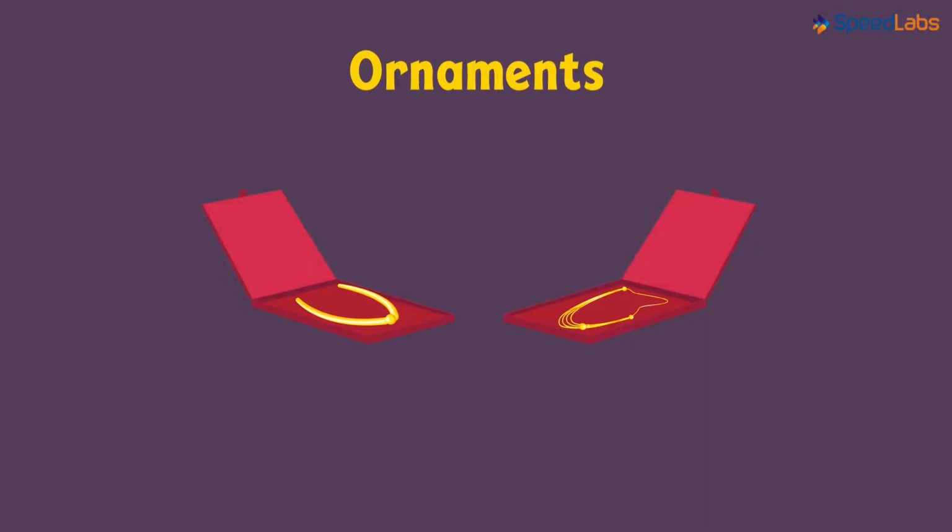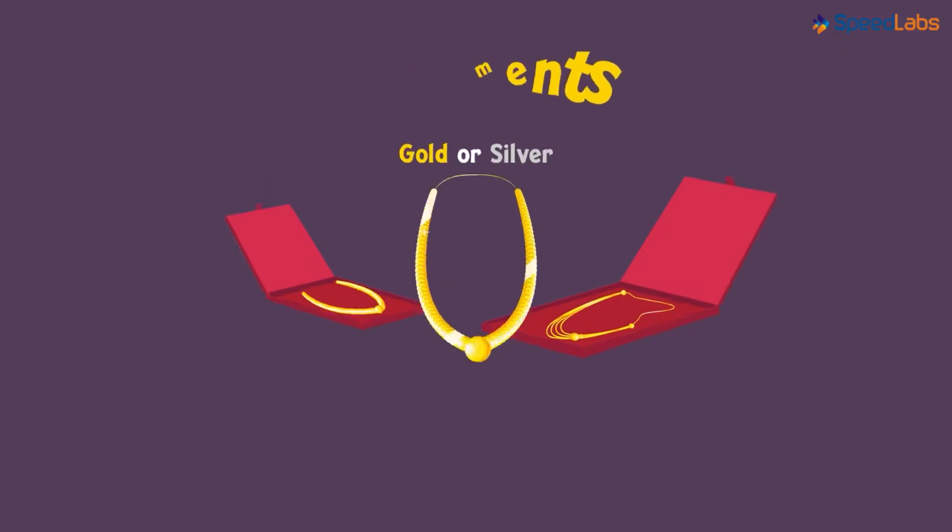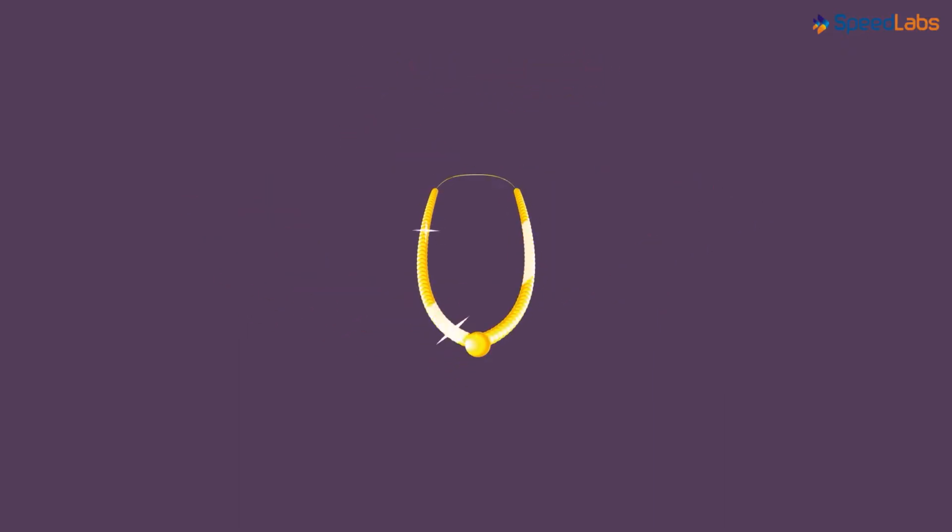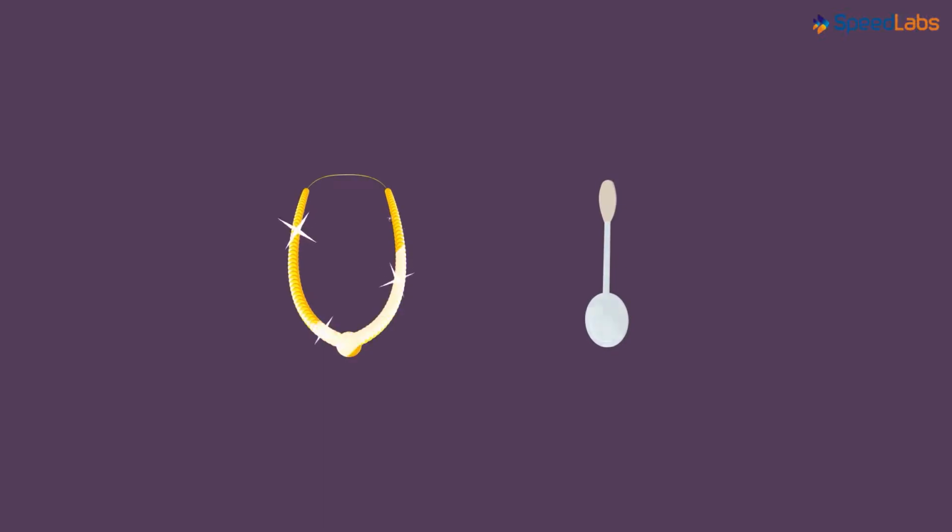Let us take, for example, the ornaments. Any of the ornaments will do. What do you have to say about them? You will observe that most of them are made up of gold or silver. Let us look at them closely. Do they have a shining surface? Or even the aluminium utensil in the kitchen? Does it shine? Of course, both gold and aluminium have a certain shine.